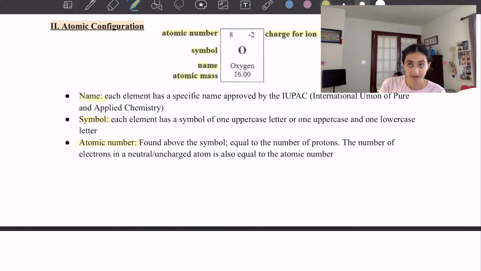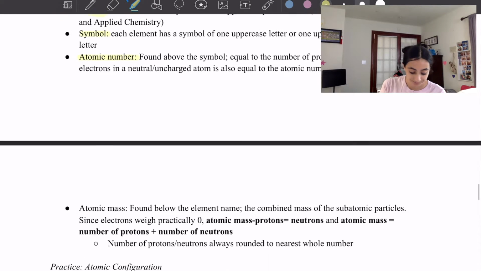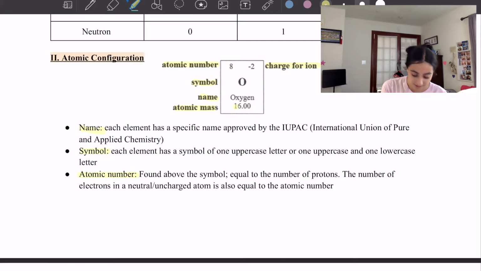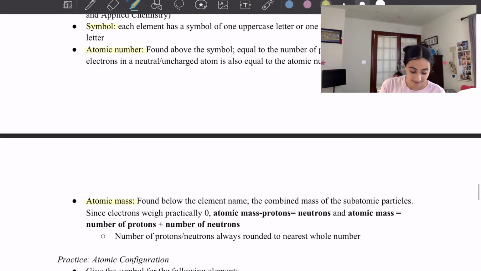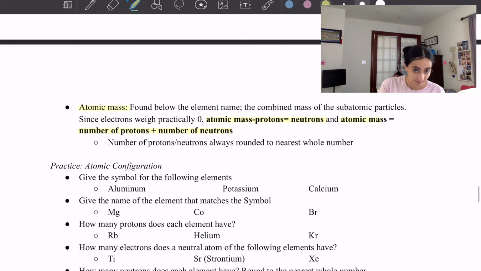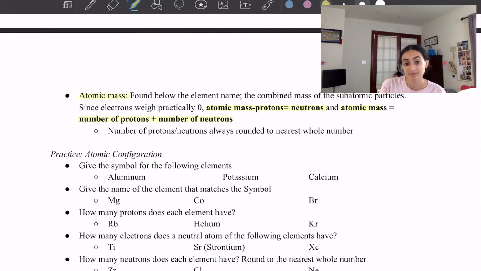And the atomic number is found above the symbol normally. Then we have the atomic mass, which is written underneath the name, and that is just the amount of protons and neutrons. The protons and neutrons are the only subatomic particles that contribute to the mass of the atom. So you can find atomic mass by doing number of protons plus number of neutrons, or to find the neutrons, just subtract the number of protons from the atomic mass. And the number of neutrons will always be rounded to the nearest whole number.